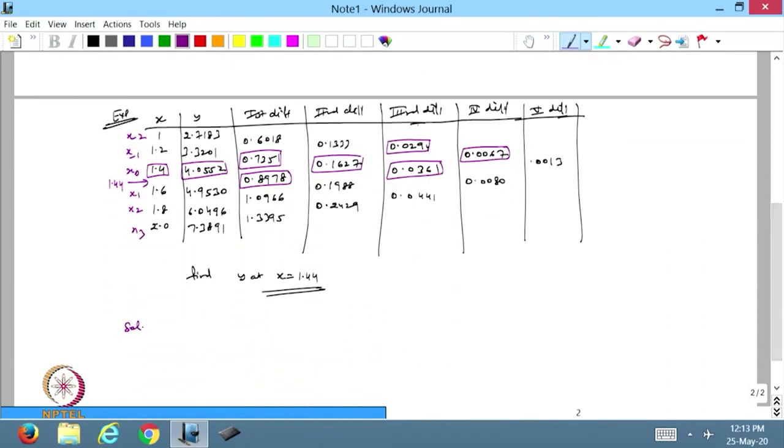So, solution: my p will be x minus x naught by h. My h in this case is 0.2, it is given to me. So, x is 1.44 minus x naught, which I am choosing as 1.40, divided by 0.2. So, this value is 0.04 divided by 0.2. So, it is 0.4 by 2. So, the value will be 0.2.